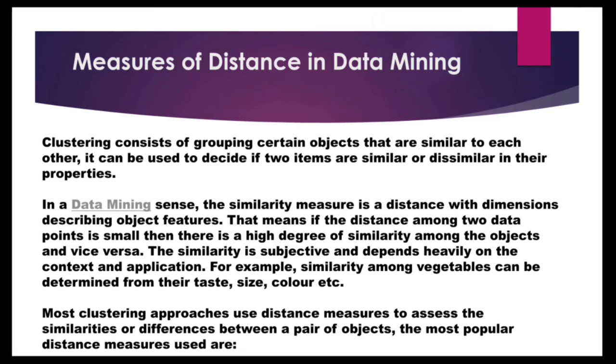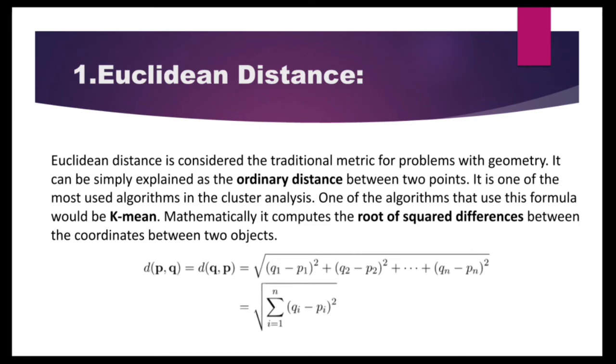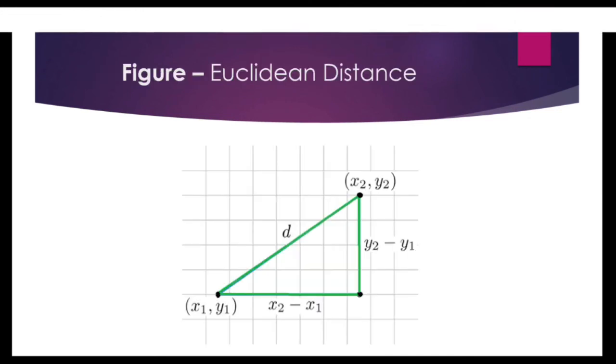The most popular distance measure used is Euclidean distance. Euclidean distance is considered the traditional metric for problems with geometry. It can be simply explained as the ordinary distance between two points. It is one of the most used algorithms in cluster analysis. One of the algorithms that use this formula is K-means. Mathematically, it computes the root of square differences between the coordinates of two objects. This is the figure representing Euclidean distance.